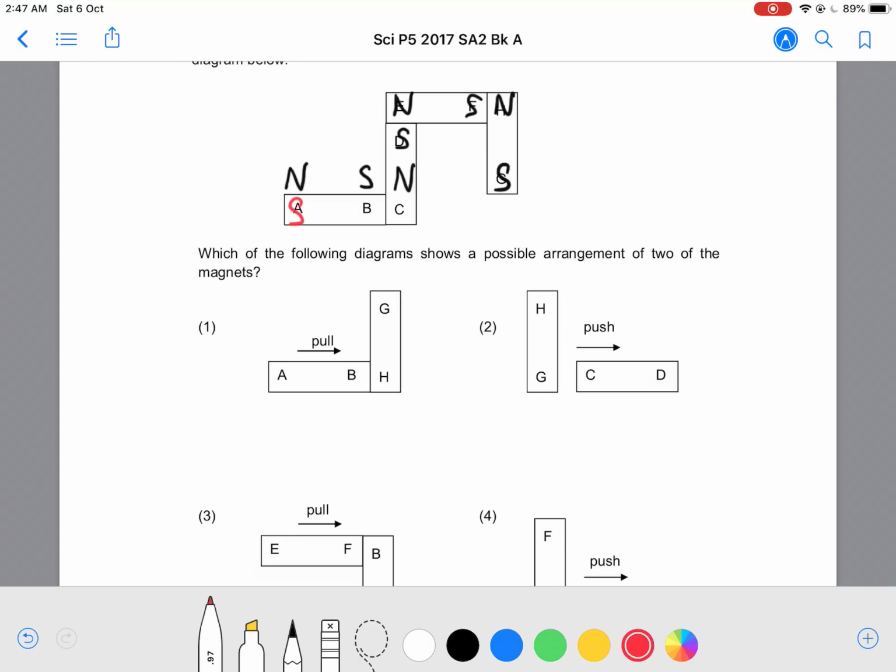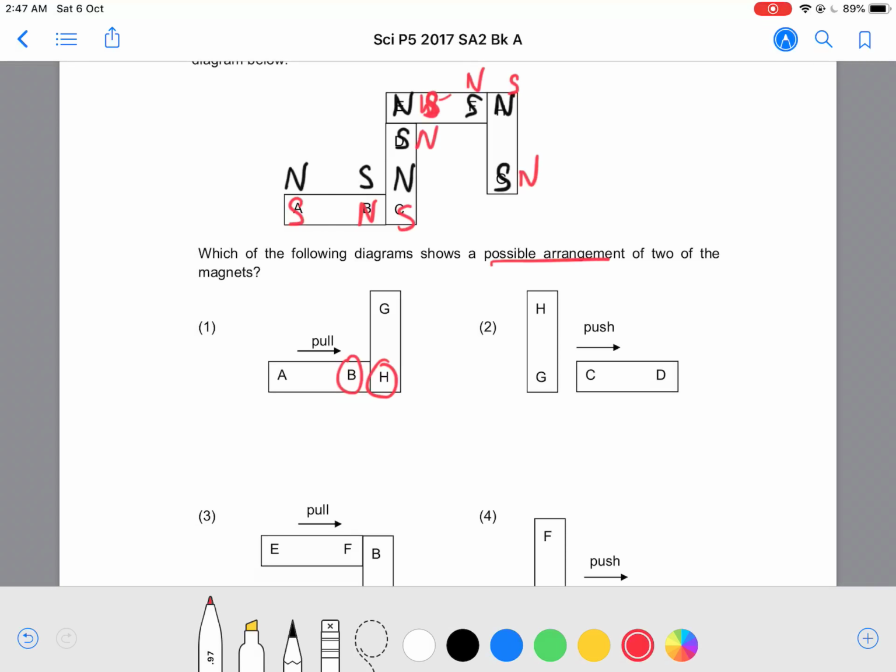Of course, you can do the other way around. Some people have a reverse one. That's also okay. It doesn't matter. You will arrive at the same answer later anyway. This is south, this is north, this is south, this is north. Okay, so let's check which one is a possible arrangement.